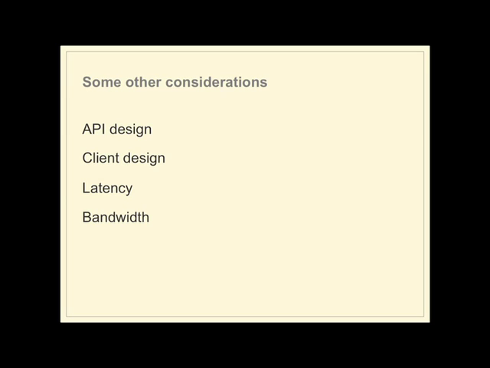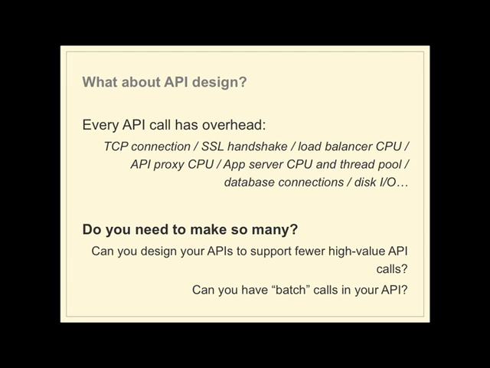Other considerations. Every API call has a TCP connection, an SSL handshake if the connection didn't stay open. It goes through the load balancer. If you have an API proxy, it went through there. It goes to an app server. It gets dispatched to a thread. It uses a database connection. The database may or may not read and write to the disk. That's a big, big stack. Every single one of those you make, maybe some of them get handled by an API proxy and returned out of cache.